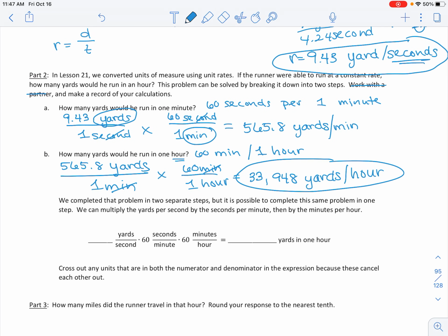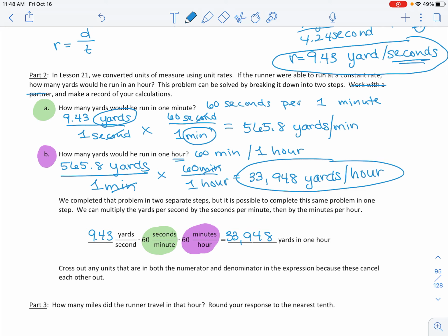We completed that problem in 2 separate steps, but it is possible to complete the same problem in 1 step. We can multiply the yards per second by the seconds per minute, then the minutes per hour. Okay, so we had 9.43 yards per second. And then notice in letter A, we multiplied by 60 seconds per minute. And then in letter B, we multiplied by 60 minutes per hour. But instead of doing it all separately, we can just do it all at the same time and say, well, 9.43 times 60 times 60. Do that in your calculator. You will get the same answer of 33,948 yards in 1 hour.